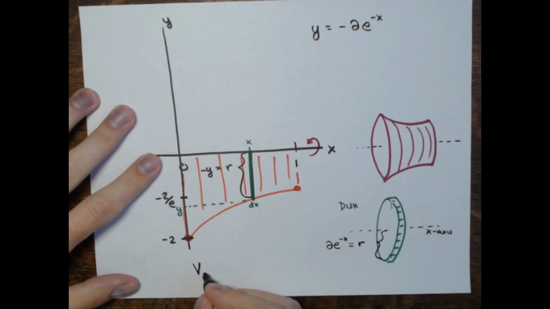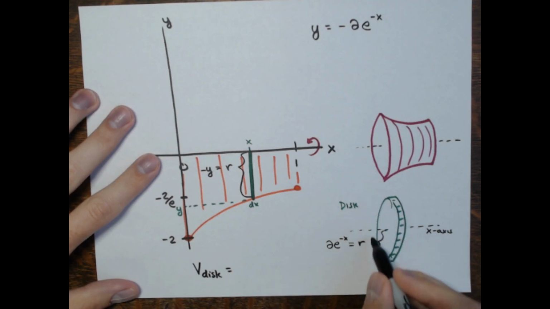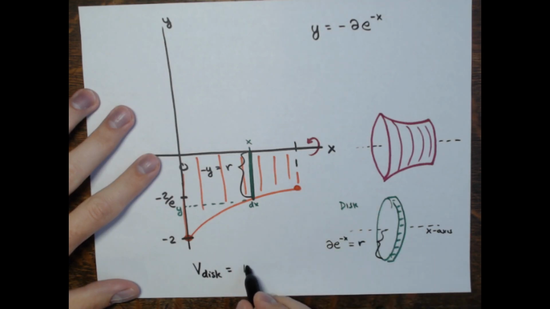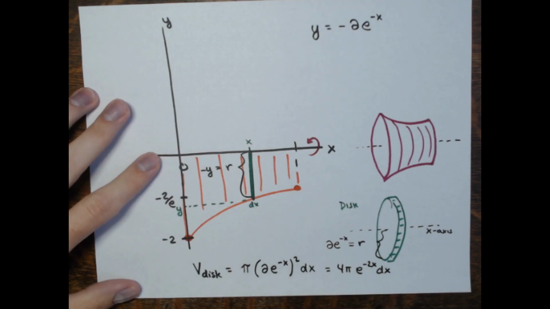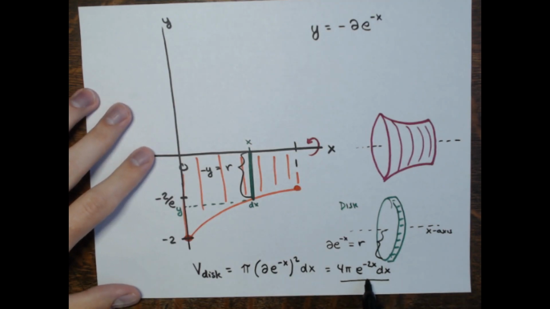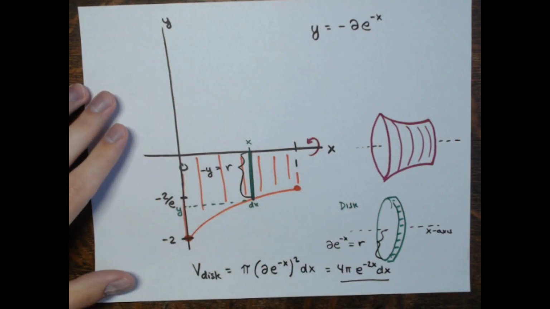And then the volume of a single disk is going to be the area of our cross section, the area of our circular face here, pi times this radius squared, so 2e to the negative x squared, and then times the thickness. If I were to simplify this, this would be 4 pi, because 2 squared is 4, times e to the negative 2x, since e to the negative x to the second, you multiply the powers, times the thickness dx. All right, so we're integrating this. We're doing this for every x value from 0 to 1.